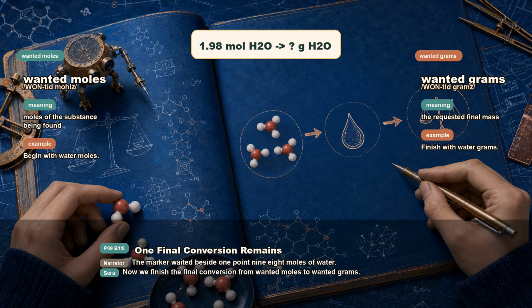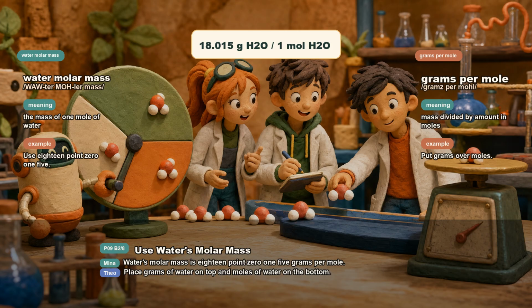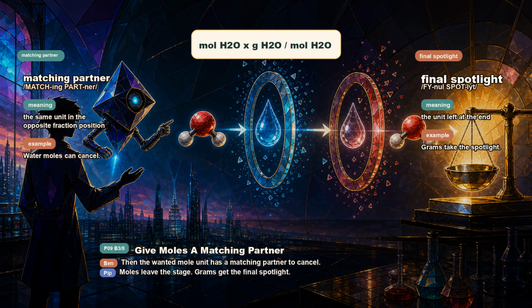The marker waited beside 1.98 moles of water. Now we finish the final conversion from wanted moles to wanted grams. Water's molar mass is 18.015 grams per mole. Place grams of water on top and moles of water on the bottom. Then the wanted mole unit has a matching partner to cancel. Moles leave the stage. Grams get the final spotlight.